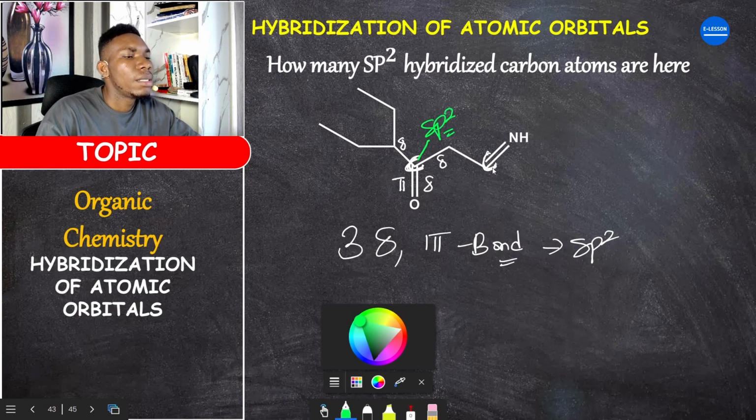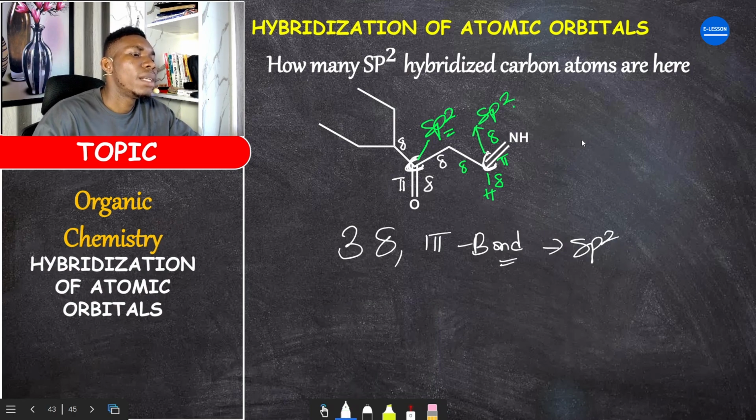All right, this one, you see the same thing. Look at it very well. This is a pi bond here. This is sigma. This is a sigma bond, and the tetravalency of carbon is not complete, so I will add 1 hydrogen. This hydrogen here is also a sigma bond. So in total, how many sigma bonds? 3 sigma bonds, 1 pi bond, sp2. So here is another sp2 hybridized carbon atom. So in total now, how many sp2 hybridized carbons are here? 2 sp2 hybridized carbon atoms.